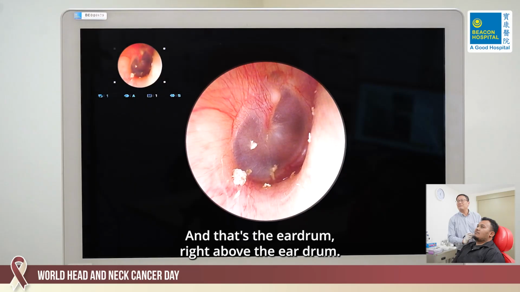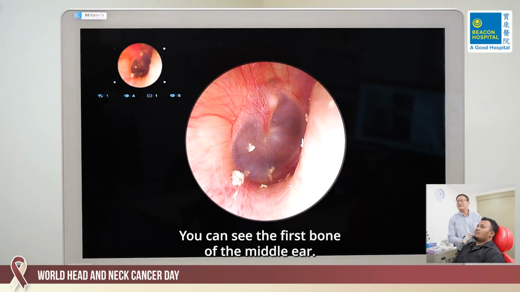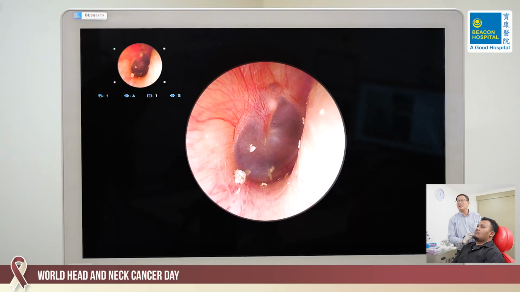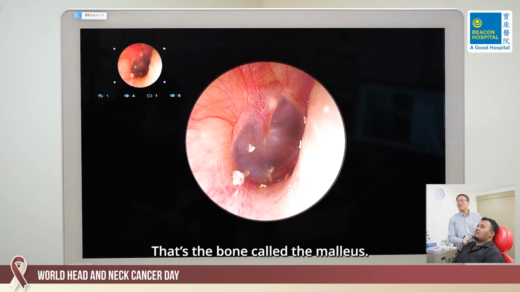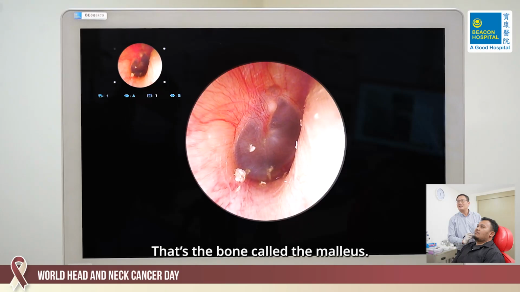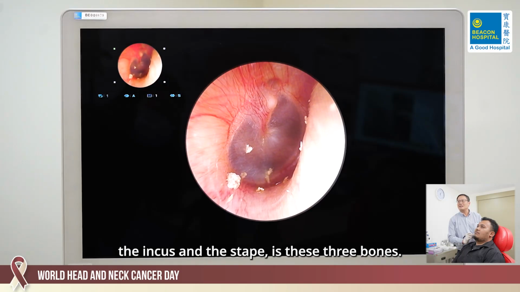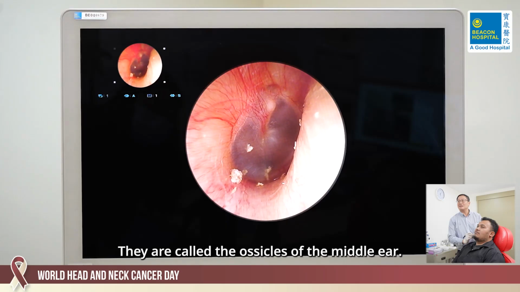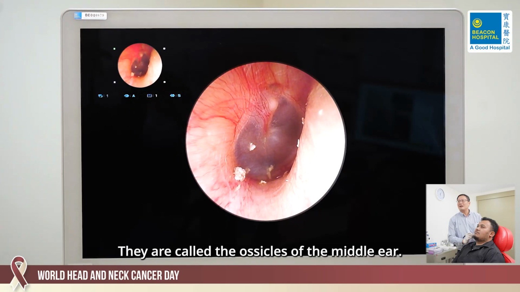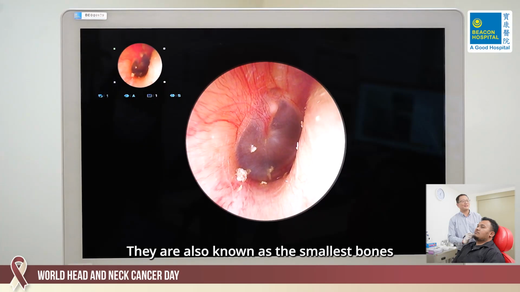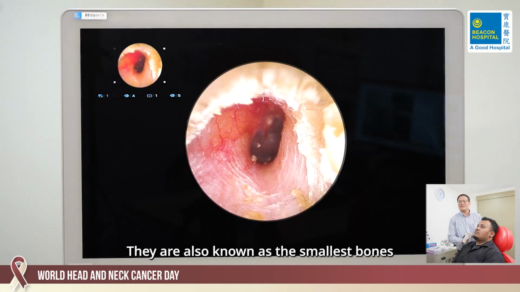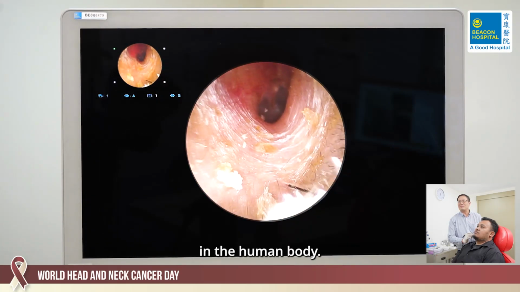All right. Above the eardrum, you can see the first bone of the middle ear. That's the bone called the malleus. Behind the malleus, you have another two bones, the incus and the stapes. These three bones are called the ossicles of the middle ear, and they are also known as the smallest bones in the human body. All right.